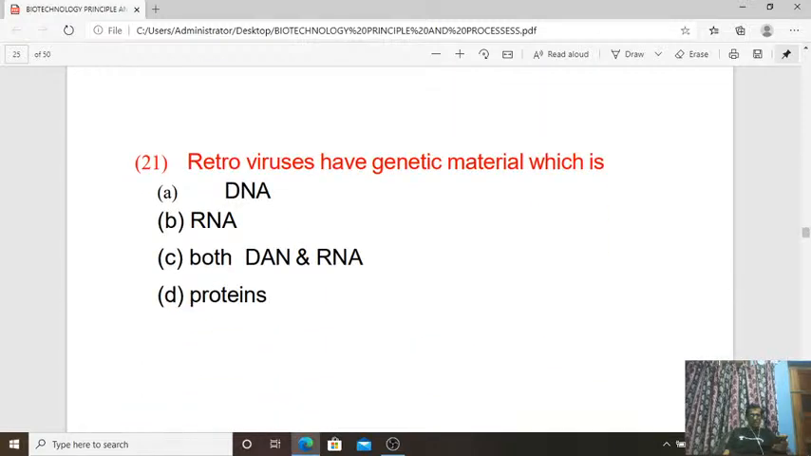Next question number 21. Retroviruses have genetic material which is made up of what? Shama, Prekshita. It is RNA, because viruses have either RNA or DNA as genetic material. So it is called RNA virus and DNA virus. Retroviruses have genetic material in which RNA is the major component. First it is made up of RNA.